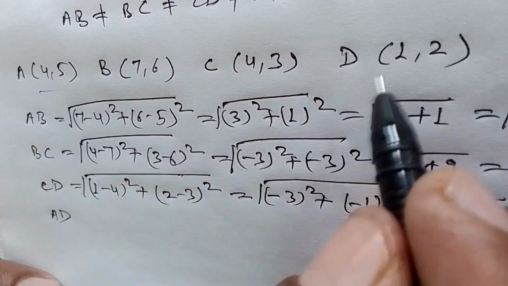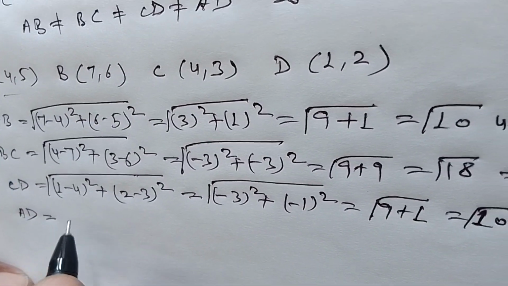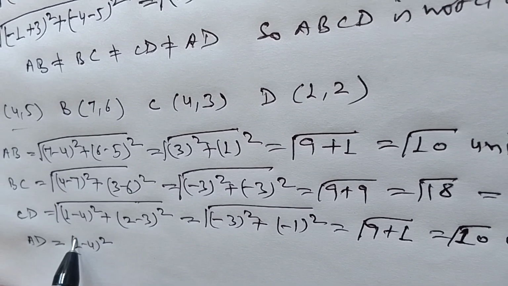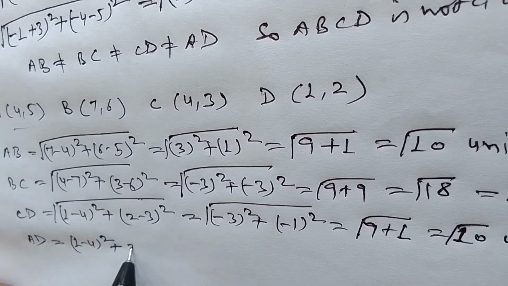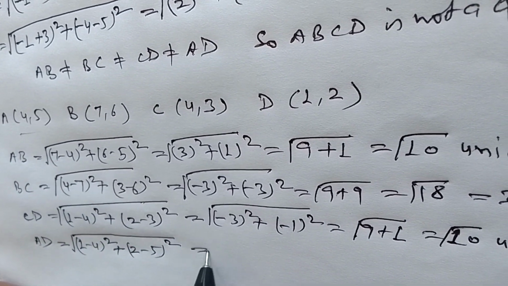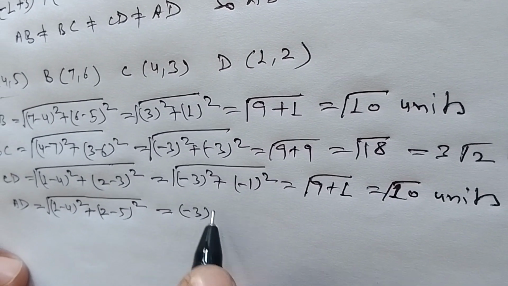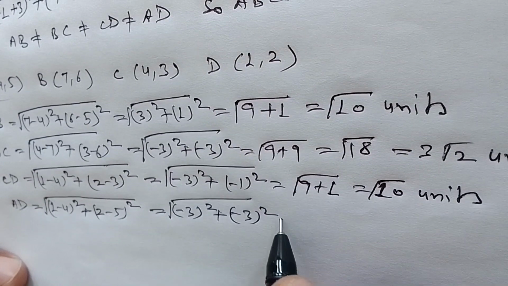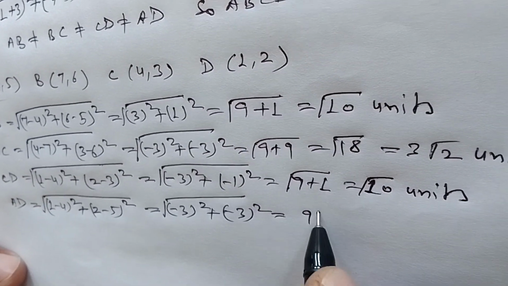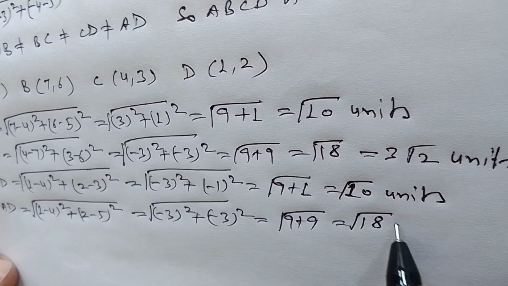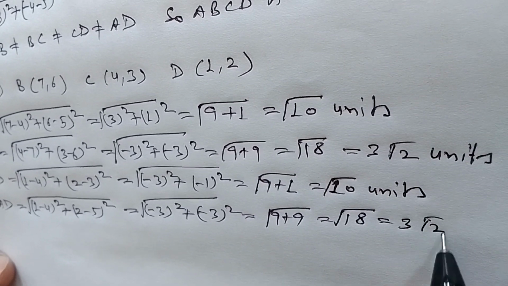Now the distance between point A and D, that is 1 minus 4 square plus 2 minus 5 square under root. So it will come out to be minus 3 square plus minus 3 square. So it will come out to be 9 plus 9 under root, which comes out to be 18 under root, which is 3 under root 2 units.